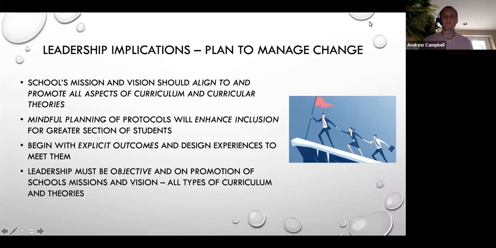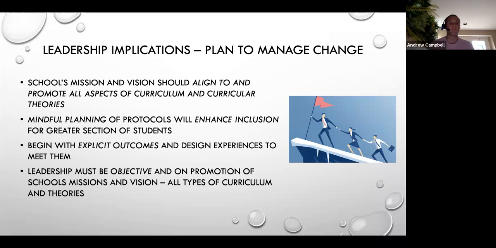So the final takeaway is leadership implications. These are just some overarching ideas of my plan to manage change. You've heard me say it quite a few times, but I hearken back all the time to the idea of the school's mission and vision. It must align to and promote all aspects of the curriculum and curricular theories. We want to make sure that our mission and vision is promoting the hidden curriculum, those values that we're not necessarily teaching, but are going to help our students to meet success.